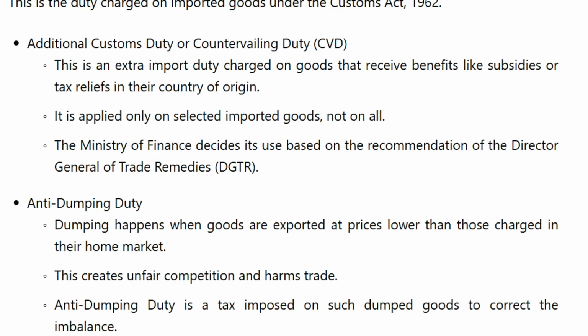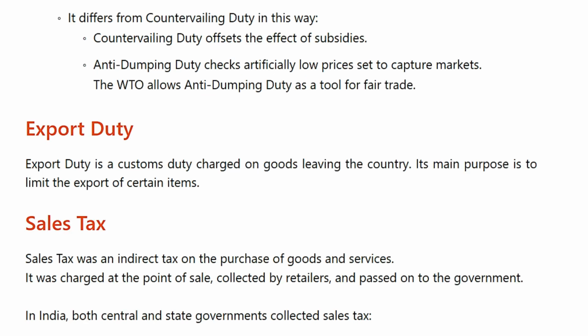Anti-dumping duty. Dumping happens when goods are exported at prices lower than those charged in their home market. This creates unfair competition and harms trade. Anti-dumping duty is a tax imposed on such dumped goods to correct the imbalance. It differs from countervailing duty in this way. Countervailing duty offsets the effect of subsidies. Anti-dumping duty checks artificially low prices set to capture markets. The WTO allows anti-dumping duty as a tool for fair trade.